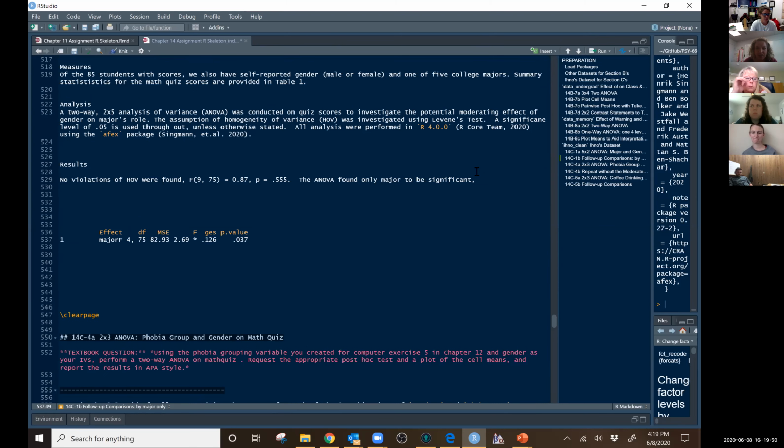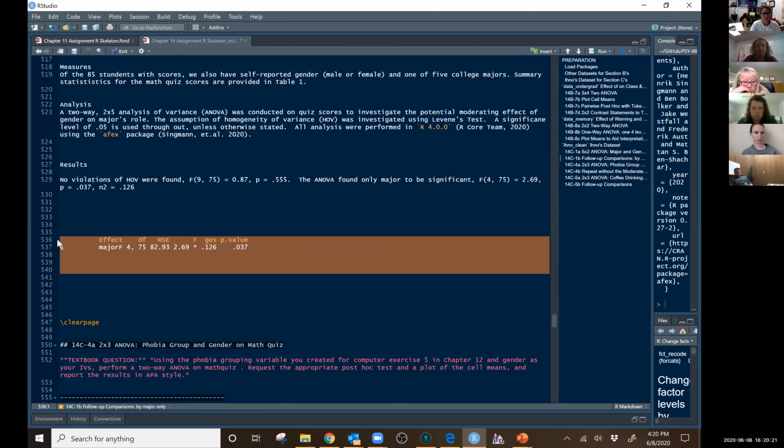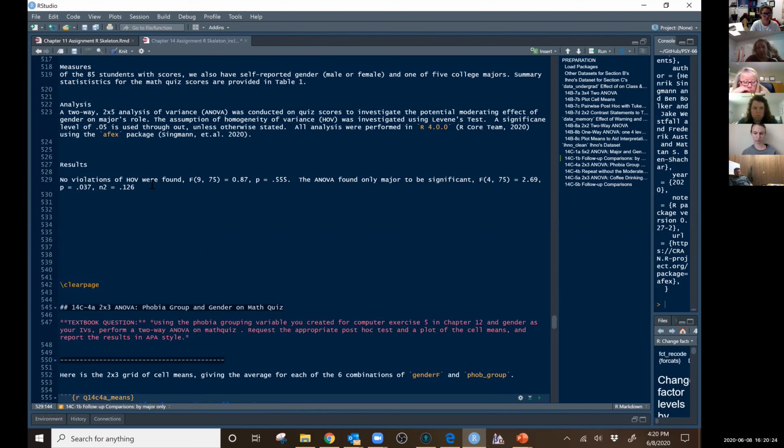So that's F, degrees of freedom 4 and 75, equal 2.69. What comes right after the F? Do I put my eta squared or my p-value? Usually the p-value. And then our eta squared, and I'm just going to do n2. We'll just do a generalized eta squared.